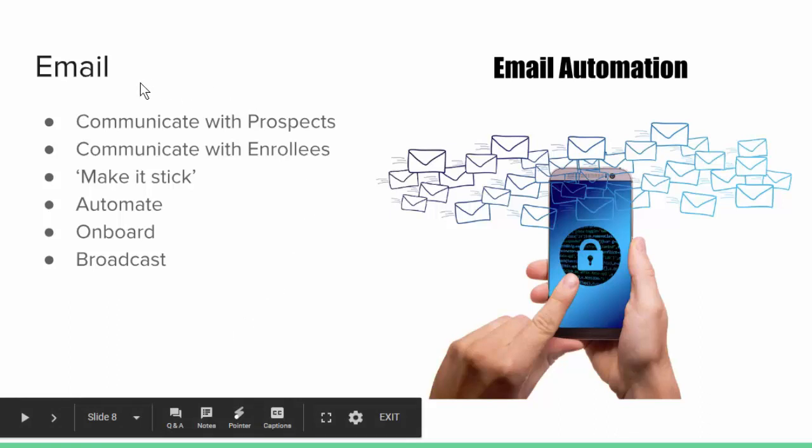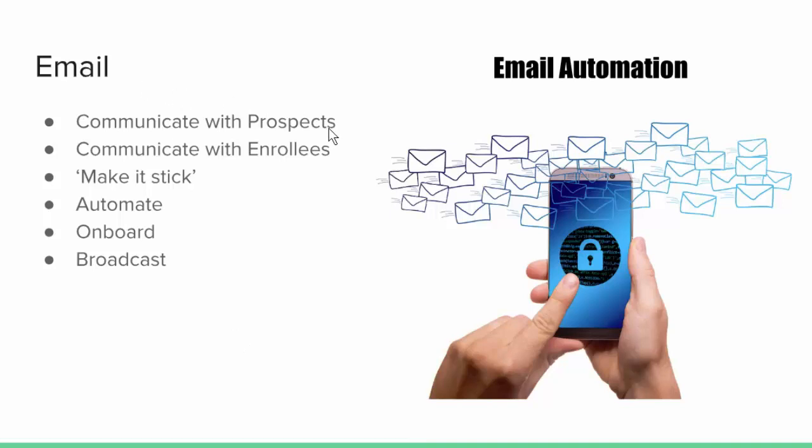And of course, that means you need to have an email autoresponder system or some kind of email automation. So you want to be able to communicate with prospects. A prospect is somebody that hasn't purchased yet, but they're looking, they've shown some kind of interest. Then you want to be able to communicate with people who've already purchased your course and enrolled in it. Those are two completely different mindsets of people, so you need to be able to communicate with them differently.